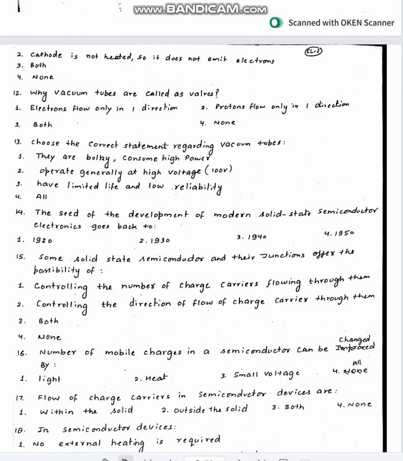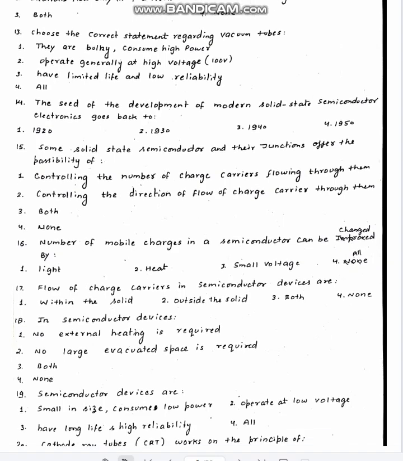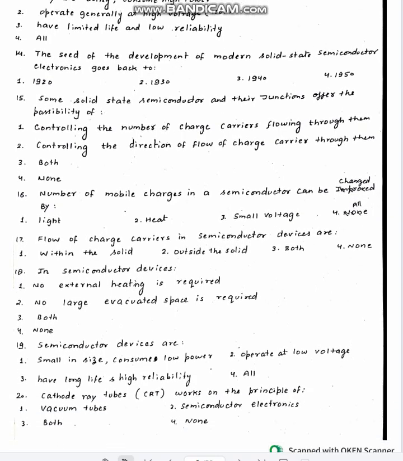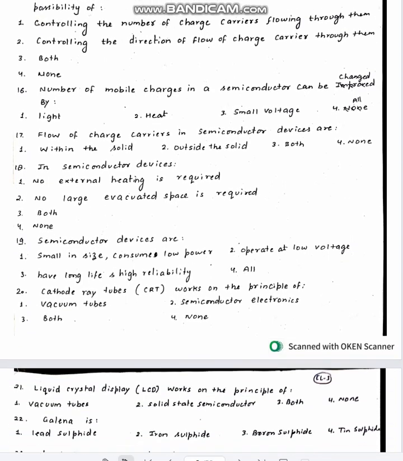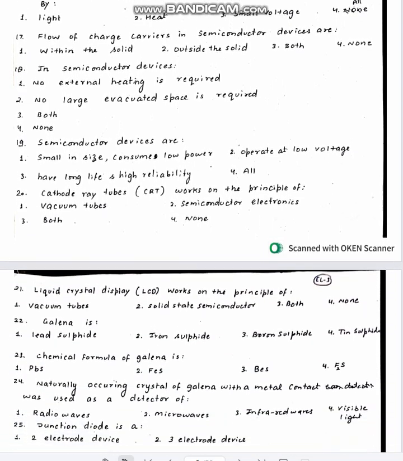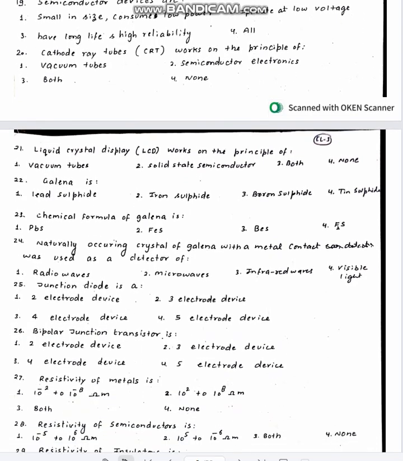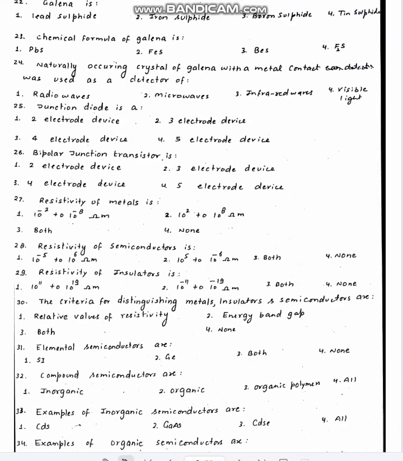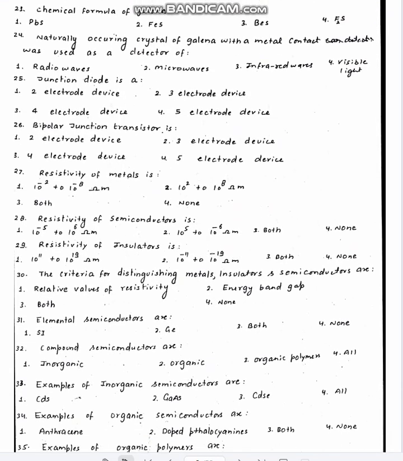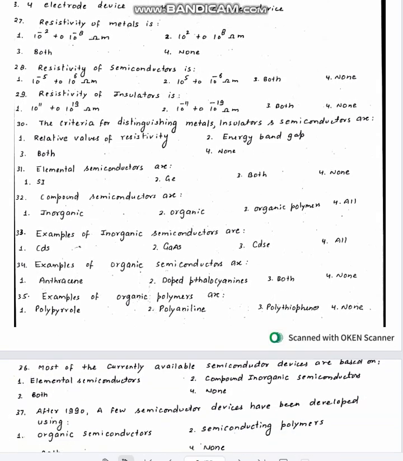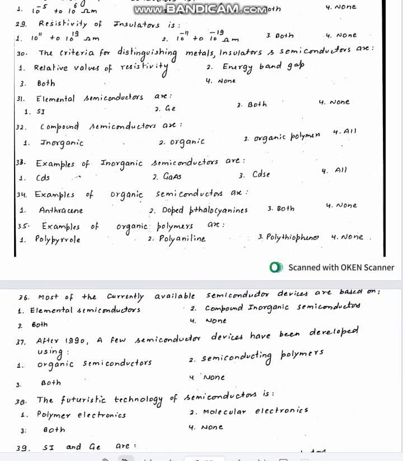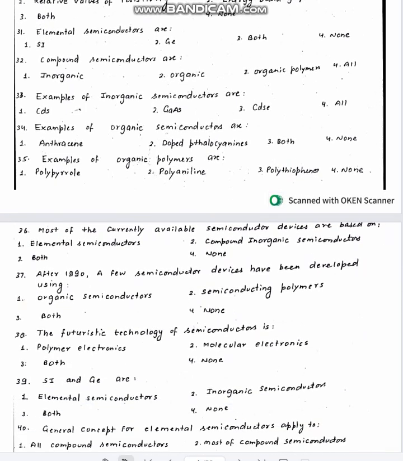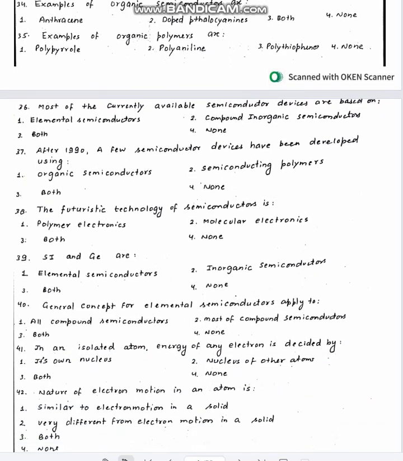Then there are questions based on theories of vacuum tubes, their limitations, then modern solid state semiconductor devices, then mobile charges, semiconductor devices, properties of them, cathode ray tubes, LCDs, galena, chemical formula, radio waves, bipolar junction transistor. And then there are questions on resistivity of metals, semiconductors, insulators. Then elemental semiconductors, compound semiconductors, example of inorganic semiconductors, organic polymers.